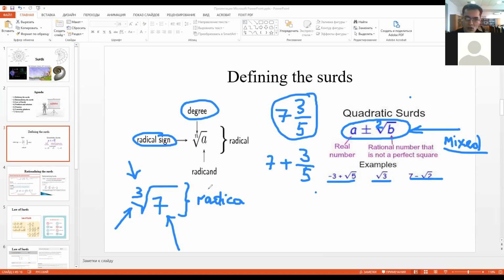Okay, so now let's make some practice so that we can check what you learned. This one. Just quickly tell me the parts of this surd, okay? Can you tell me the radical sign? Radical sign? Yes. What is the radical sign equal to?